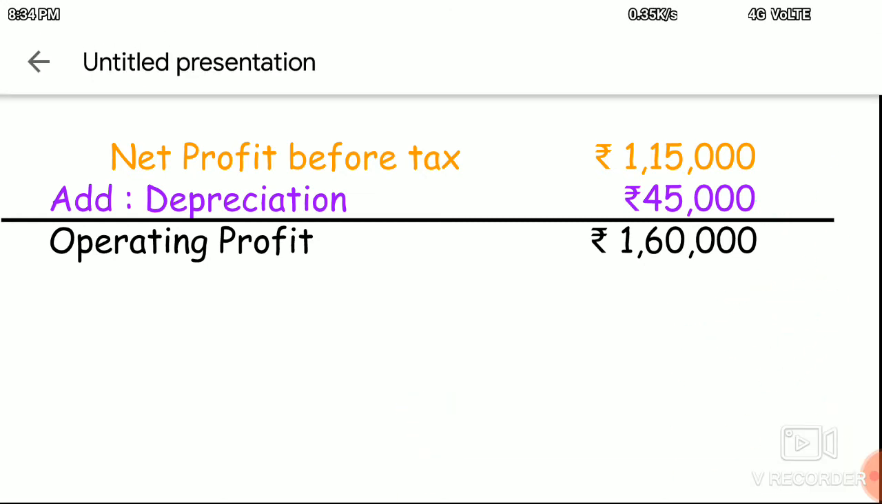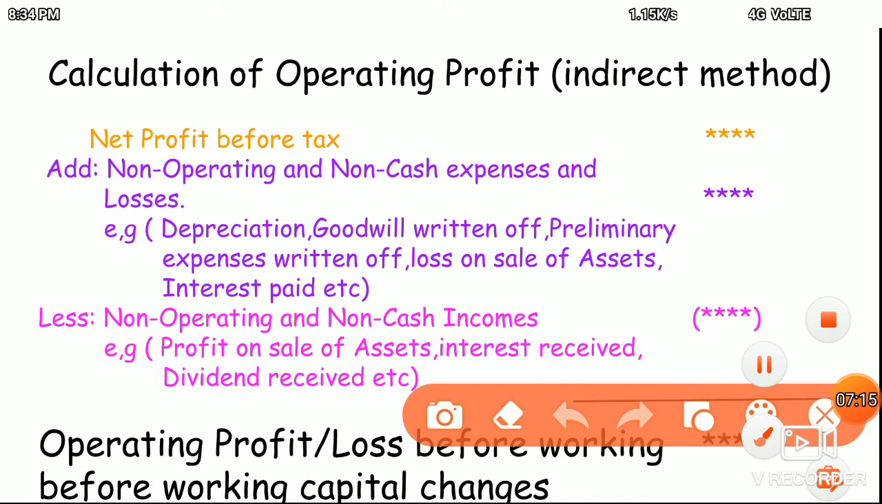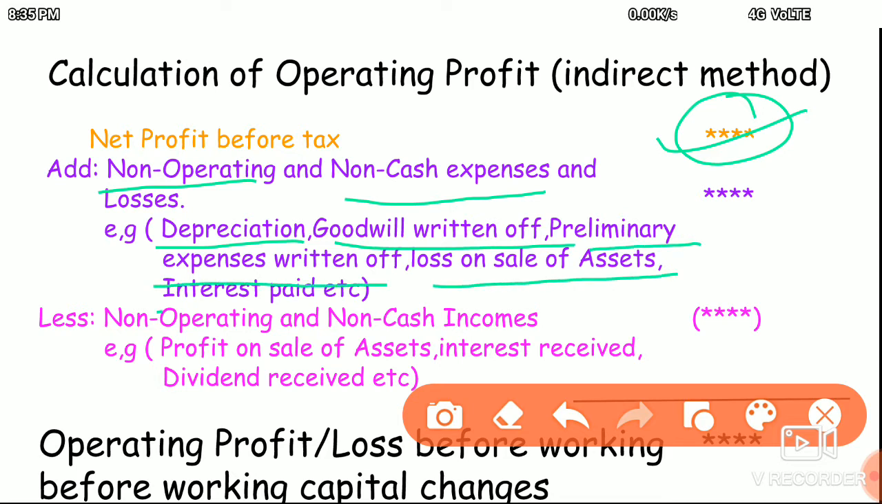So let me show you a simple formula to calculate the operating profit in the indirect method. First of all, we get the net profit before tax. Now, this profit will be adjusted by adding back all the non-operating or non-cash expenses, which may appear on the expenses side of our income statement in the question. For example, these items can be depreciation, goodwill written off, preliminary expenses written off, loss on sale of assets, interest paid.